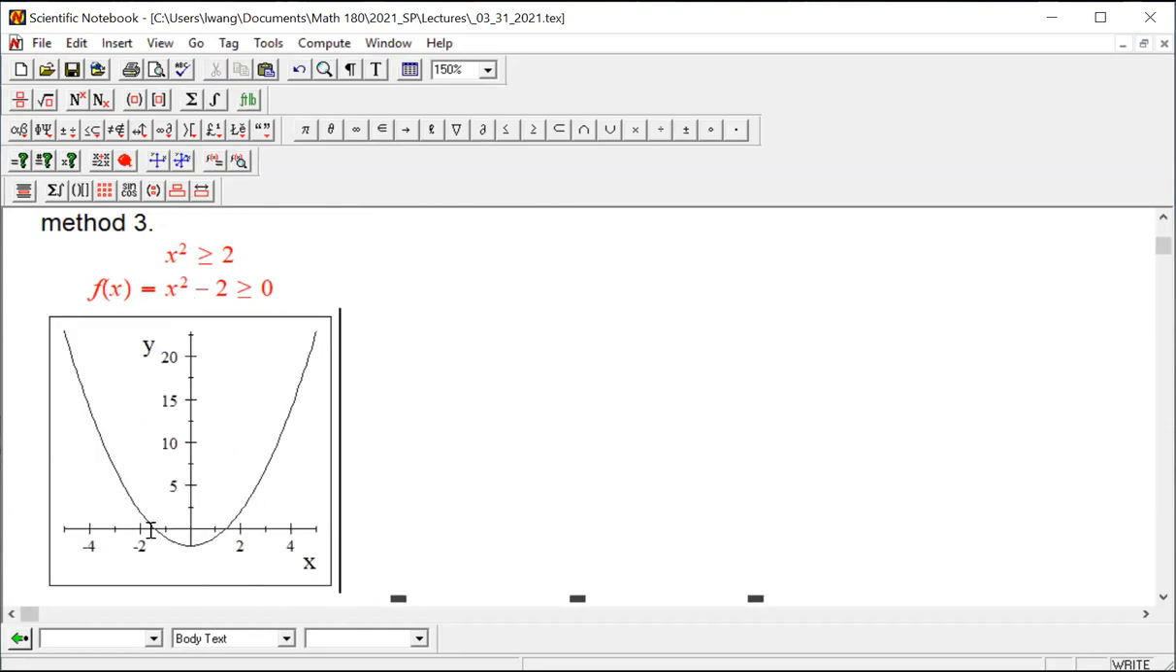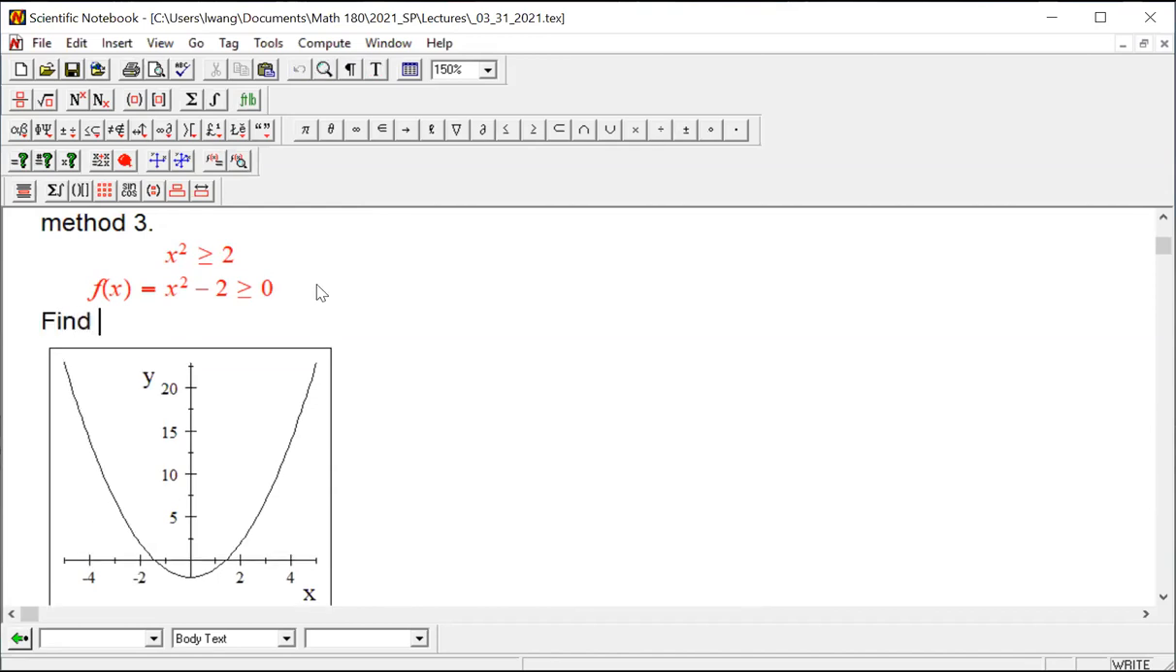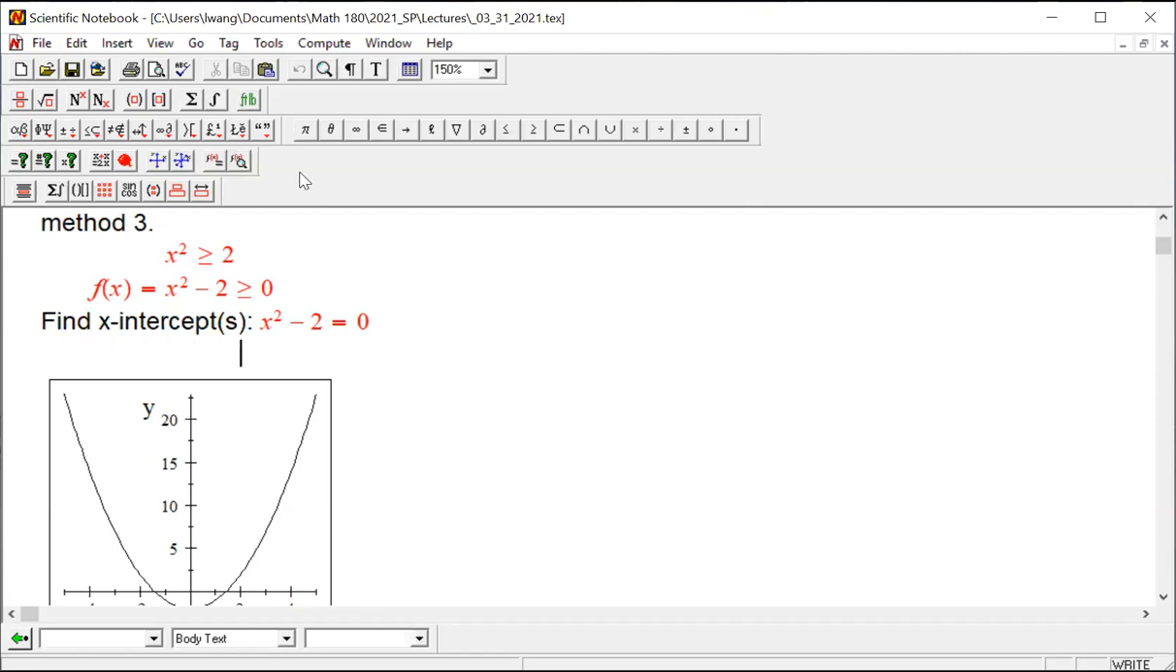There are 2 points that are crossing the x-axis. You want to know these 2 points, don't we? So what are those 2 points? You first find x-intercepts. And here we have 2. How do we find x-intercepts? Set the equation to 0. That's right. Okay, and what do we get? Plus or minus root 2.